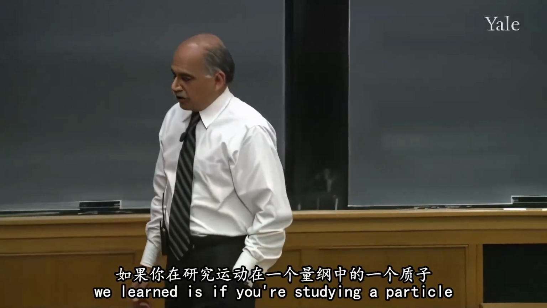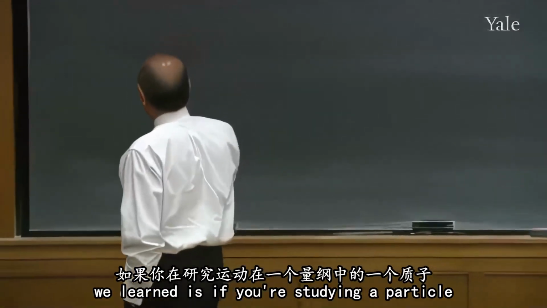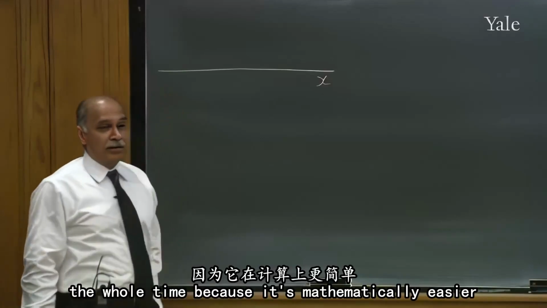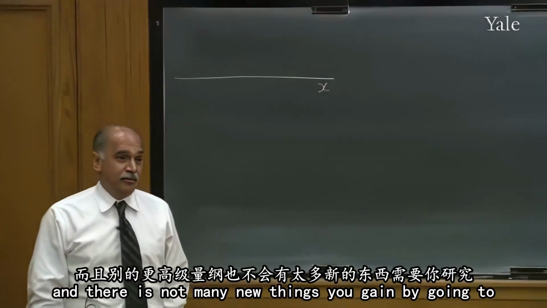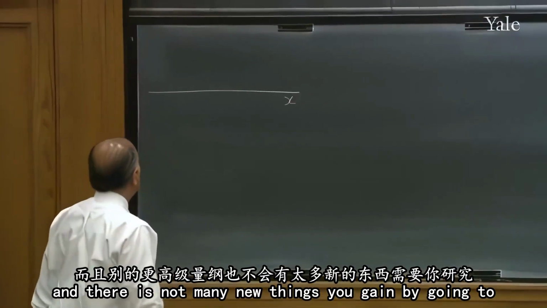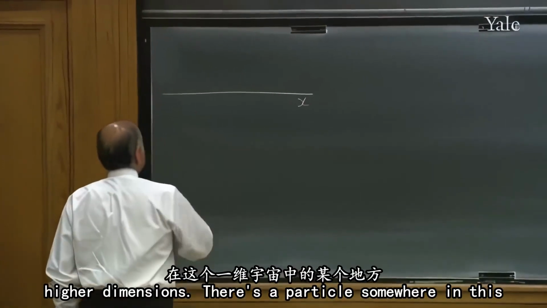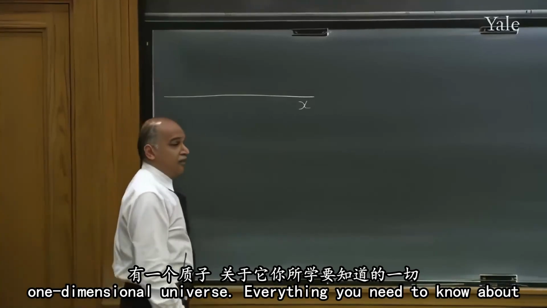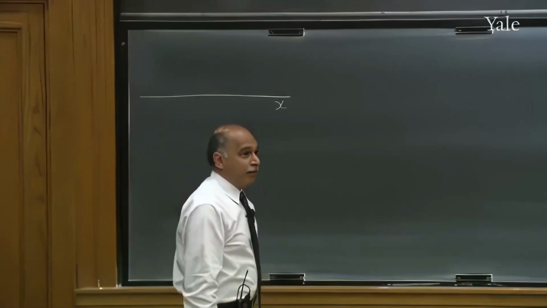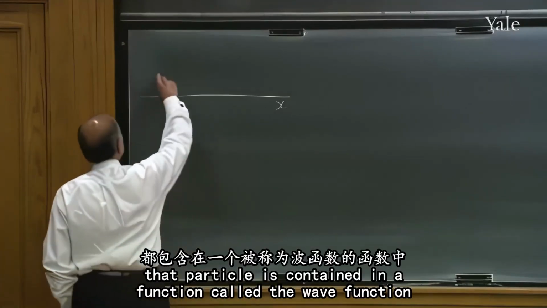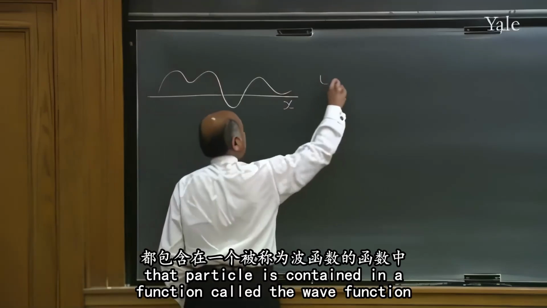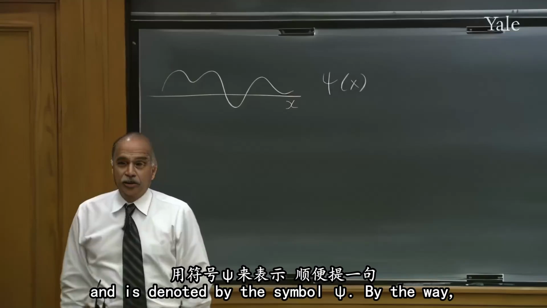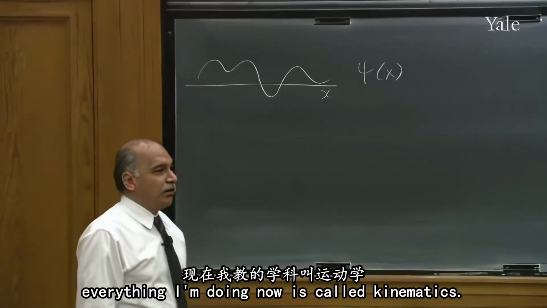First thing we learned is if you're studying a particle living in one dimension, that's all I'm going to do the whole time because it's mathematically easier and there are not many new things you gain by going to higher dimensions. There's a particle somewhere in this one-dimensional universe. Everything you need to know about that particle is contained in a function called the wave function and is denoted by the symbol psi. By the way, everything I'm doing now is called kinematics.